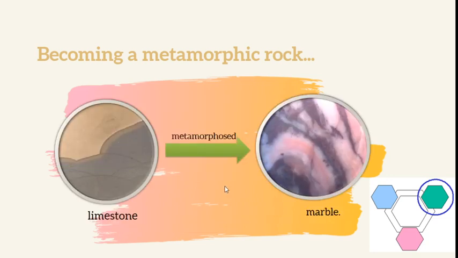Rocks that form from exposure to intense heat and pressure are known as metamorphic rock. Example, we have here the limestone. Once this limestone is exposed to high heat or high temperature and high pressure, it will be metamorphosed. The result, now we have here the marble, which is an example of metamorphic rock.